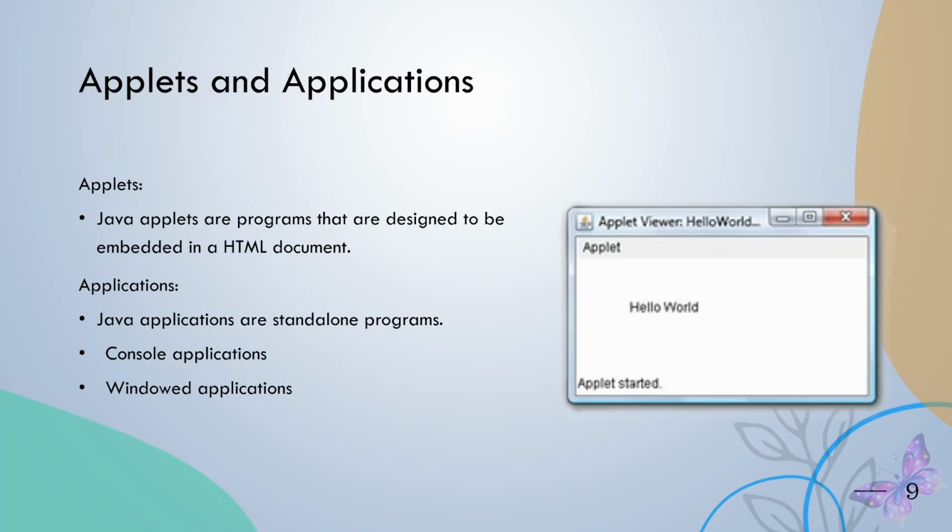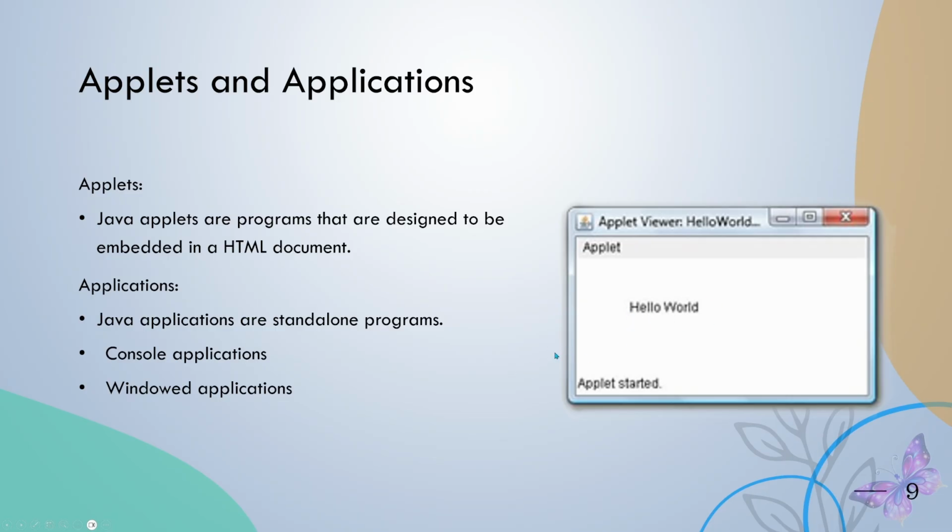In core Java, there are actually two things. One is called applets and another is called applications. Applets are programs that are designed to be embedded in an HTML document. They run inside a large application or web page, providing interactive features like animations or tools. When you run an applet, it will be a small dialog box like this and you will see the output.